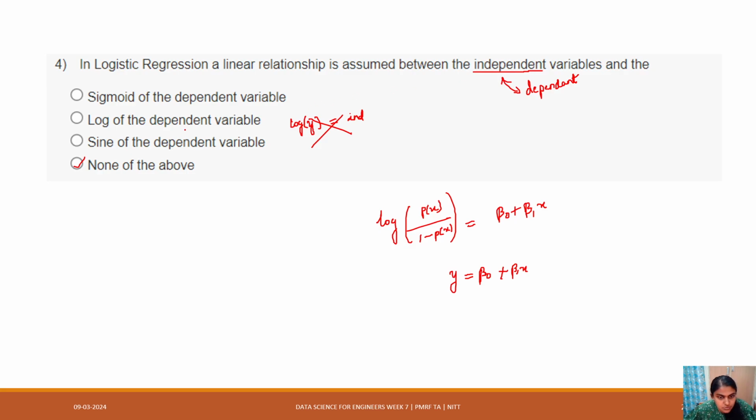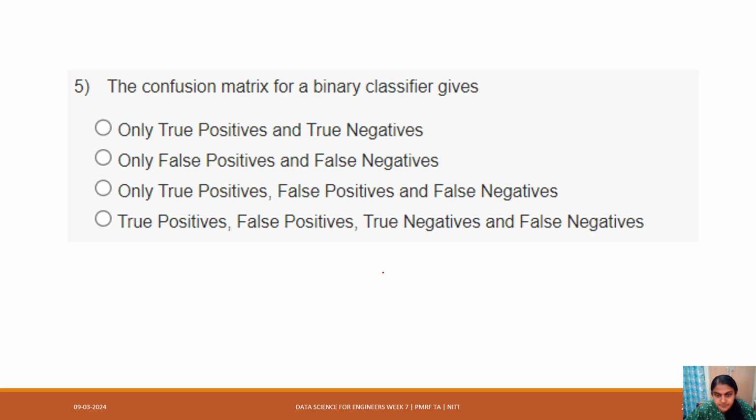So we'll move on to the next question. The confusion matrix for a binary classifier gives. You can give the answer either A, B, C, D. So I've got the answer D. Option D. So everyone is clear with that. You will be getting true positives, false positives, true negatives, and false negatives. That is true.